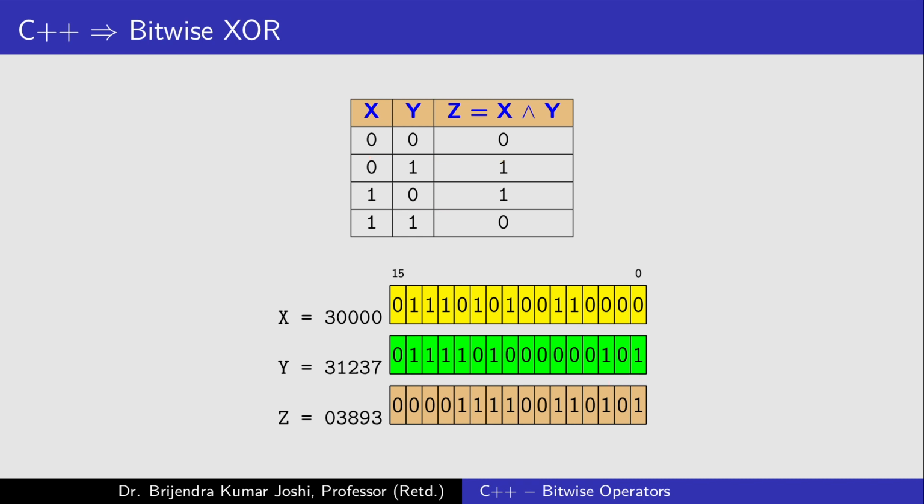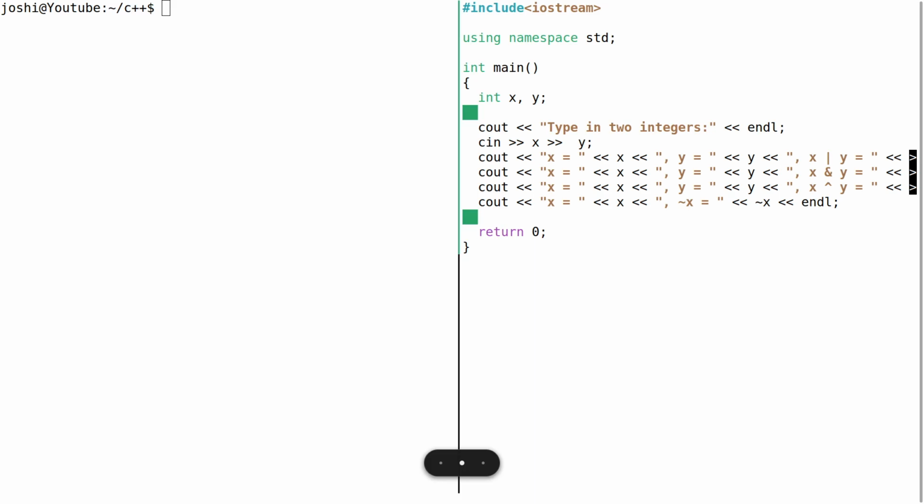Okay, so let us see a working example. I have made a C++ program. Let me execute it on the left pane.